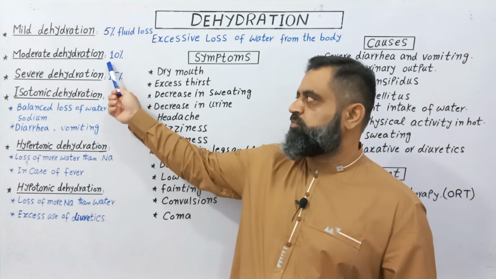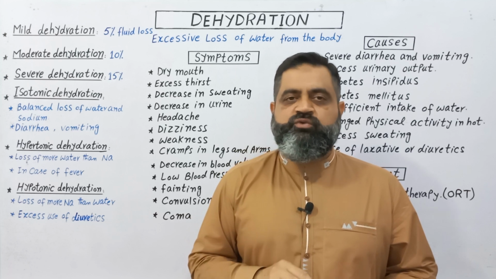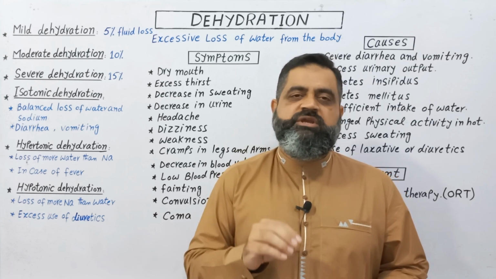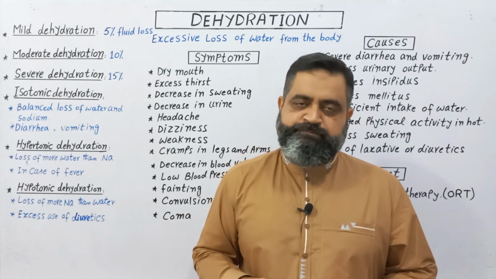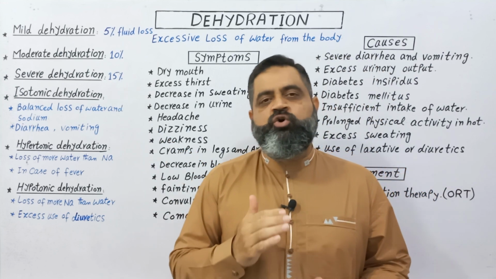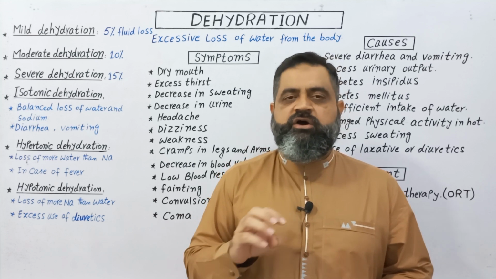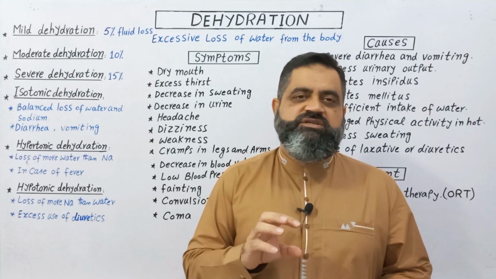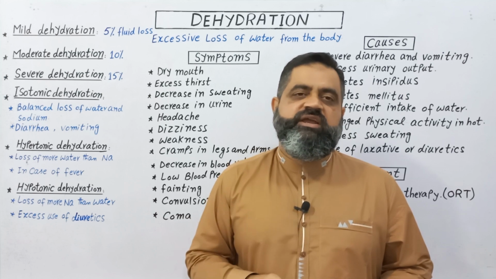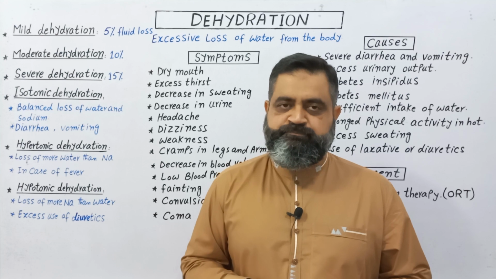The second type is moderate dehydration. In this condition, 10% of body fluids along with electrolytes can be removed from the body. And in severe dehydration, 15% or more of body fluids can be drained out from your body. This condition is very severe and can lead to many chronic conditions.